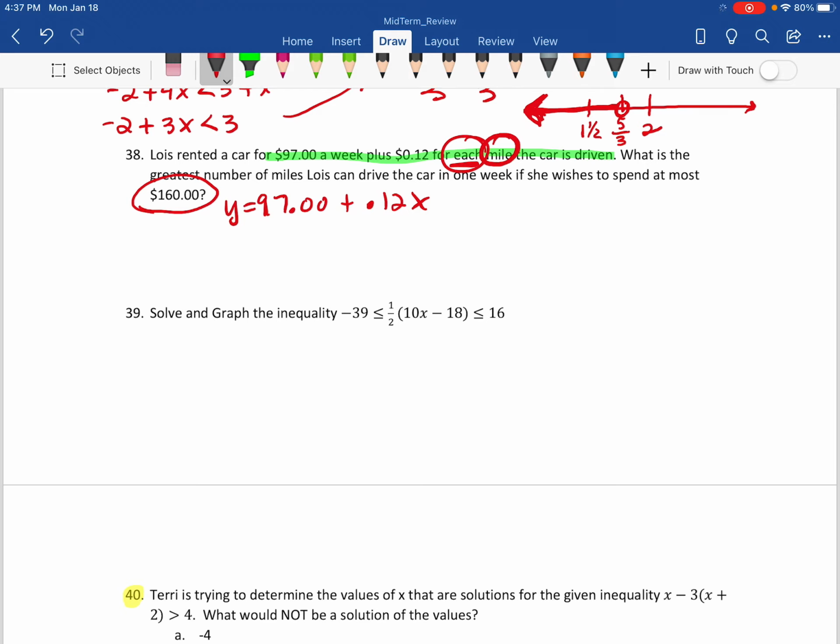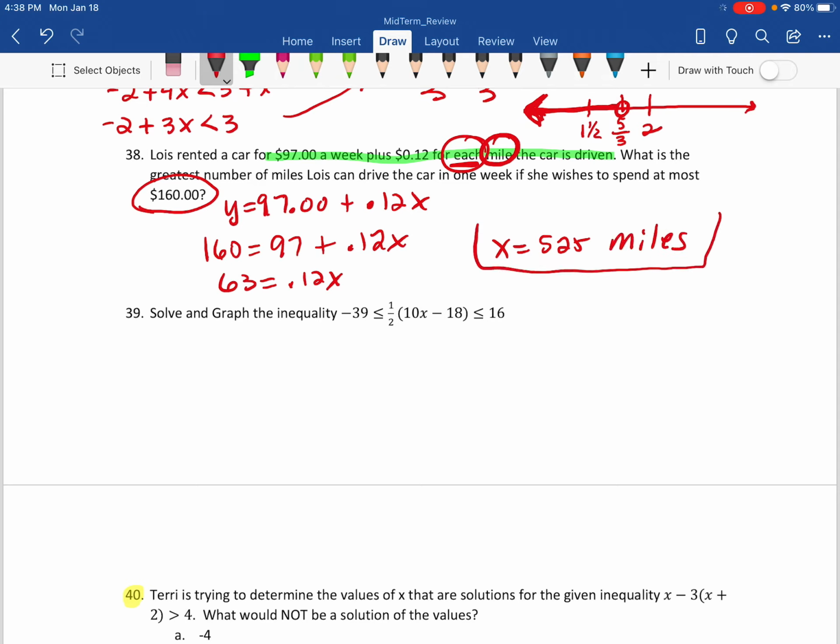So if she can only spend at most $160, I'm going to replace the y with 160. That's going to equal 97, and we can drop the 0. That's fine. Plus 0.12x. Now we can't drop this because that's important. So I'm going to take 160 minus 97. That's going to give me 63 is equal to 0.12x. We're going to take 63 divided by 0.12. That's going to give me x is equal to 525. Okay, so x representing the number of miles, she can drive 525 miles in that time if she wants to at most spend $160.